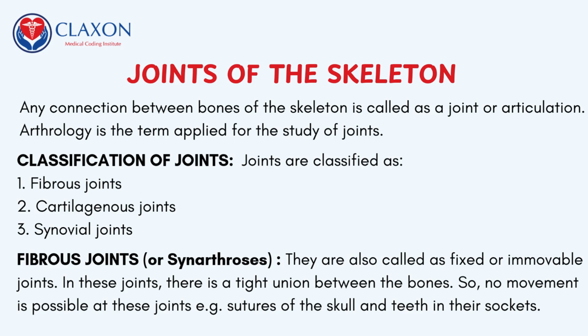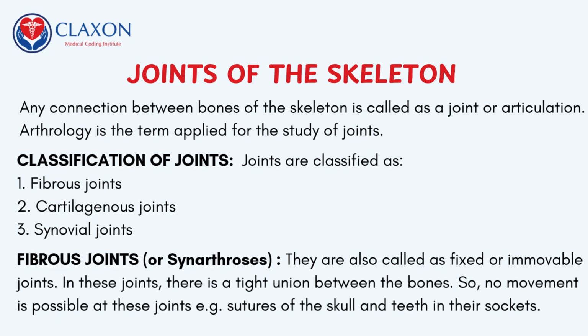Joints of the skeleton. Any connection between bones of the skeleton is called a joint or articulation. Arthrology is the term applied for the study of joints. Classification of joints. Joints are classified as: 1. Fibrous joints, 2. Cartilaginous joints, 3. Synovial joints.